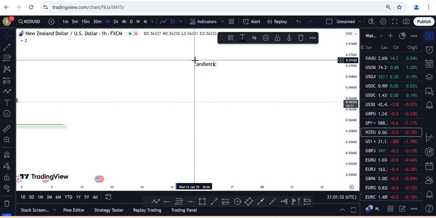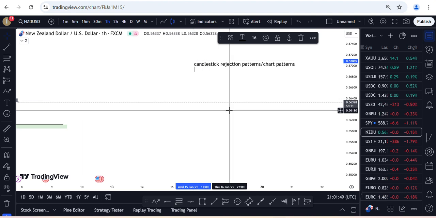Candlestick rejection patterns slash chart patterns. Okay, so in today's video, I'm going to be touching on just a few ones.